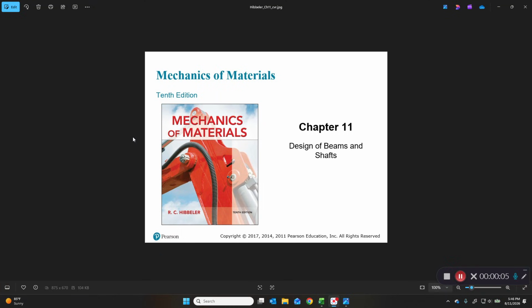We are in Chapter 11, Design of Beams and Shafts. In this section, we will actually be looking at how to design to specifications prismatic beams. And we'll look at a couple of examples using Excel. We're assuming that students of this chapter have read and understood some of the equations needed for beam design, and we will review them in solving our problem sets.